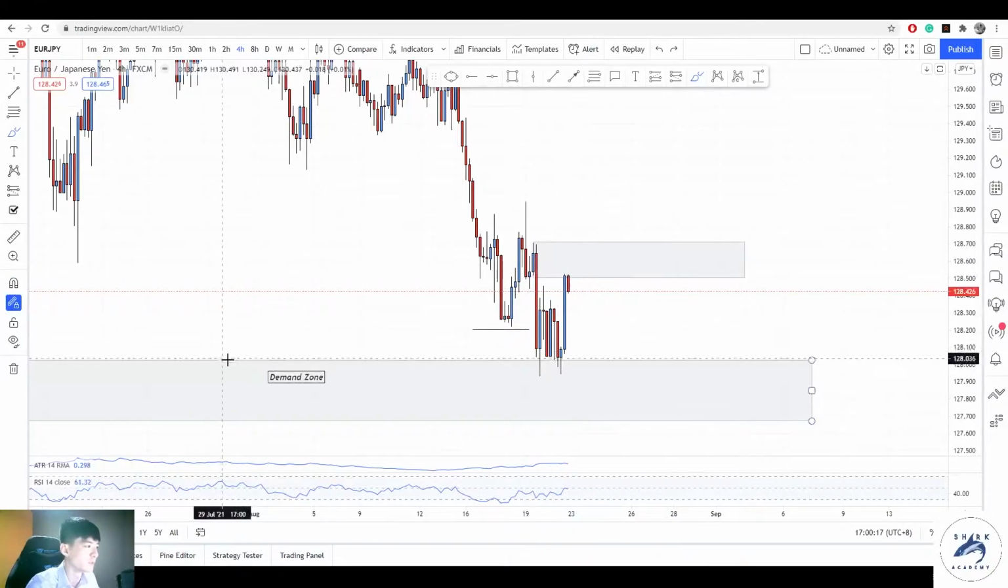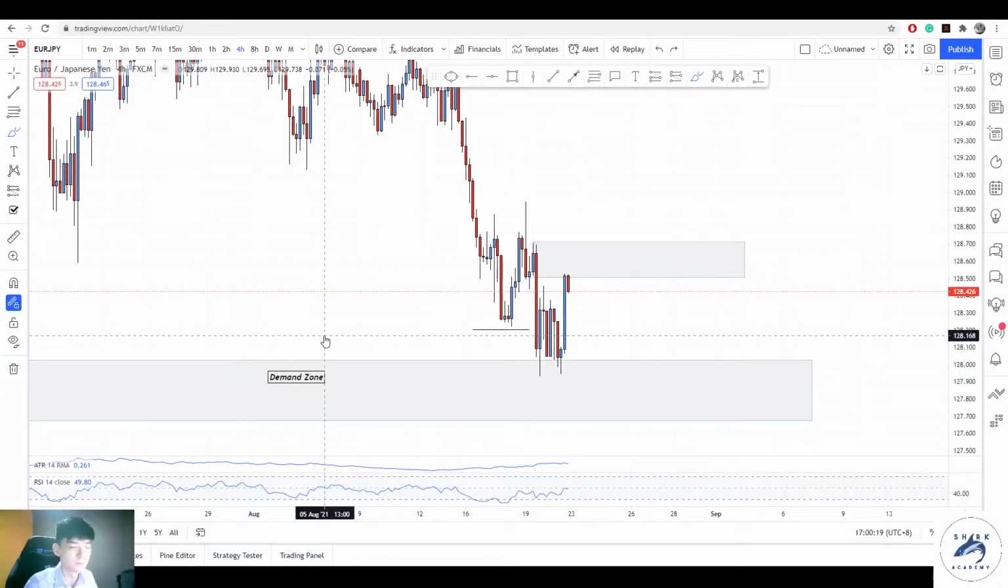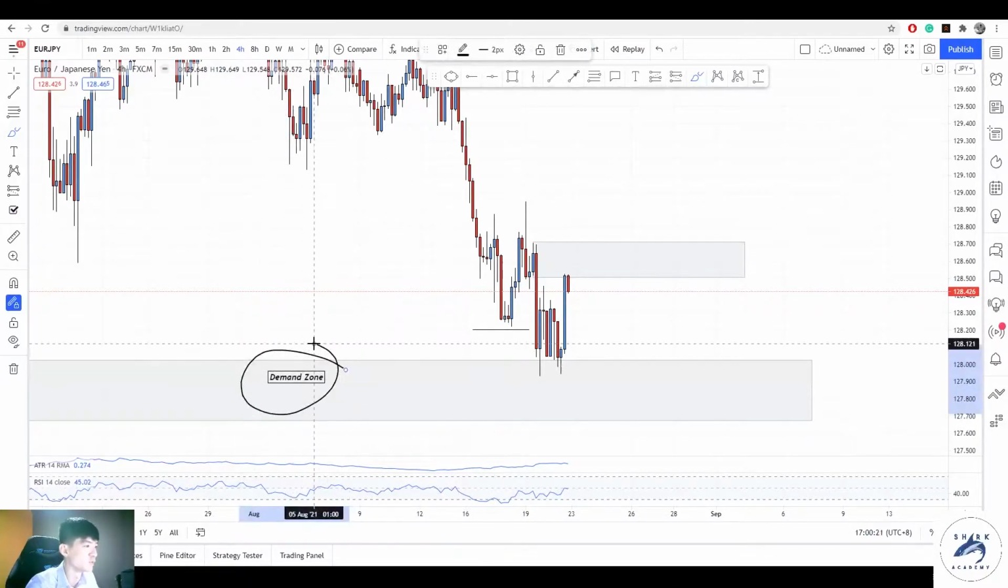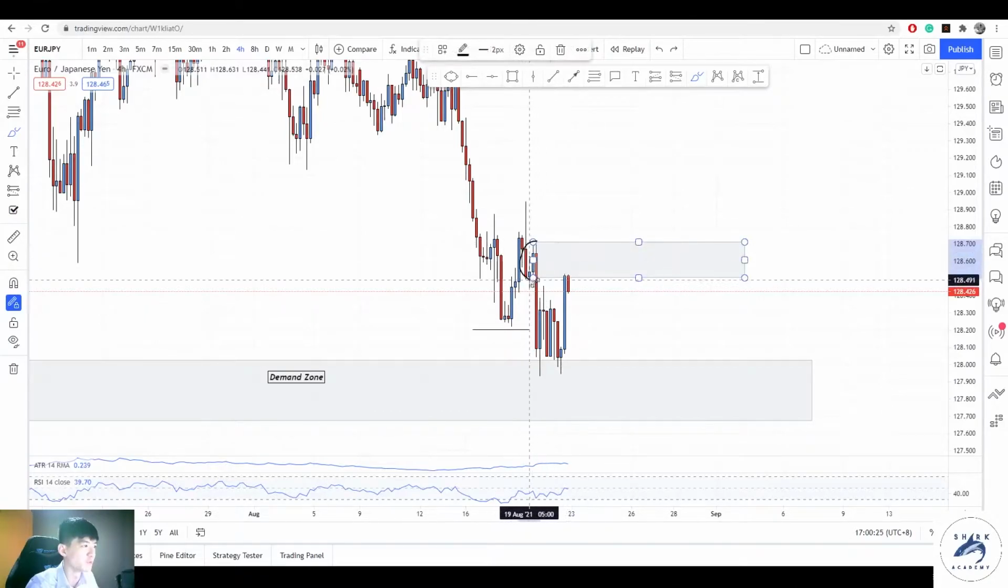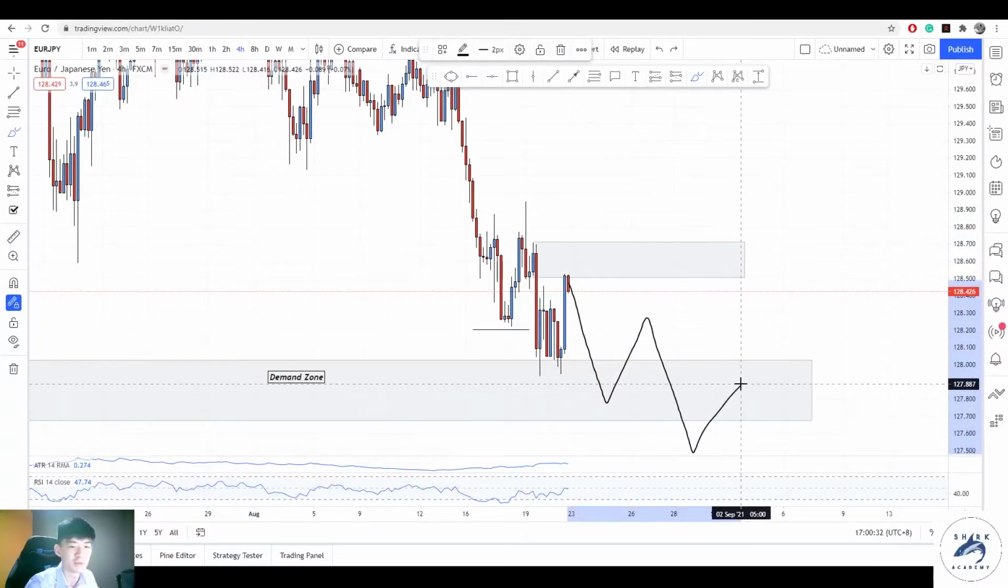However, since we are in a high time frame demand zone, we want to see if this demand zone actually holds, right? And how do we see that? Once this supply fails to break lower, right? Because you understand that there are sellers inside of here, trying to continue this bearish movement.